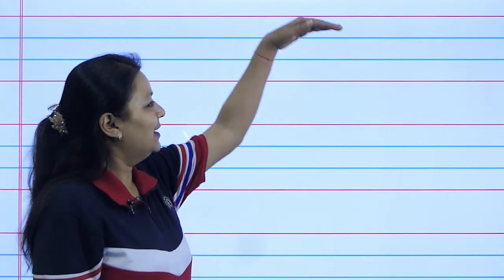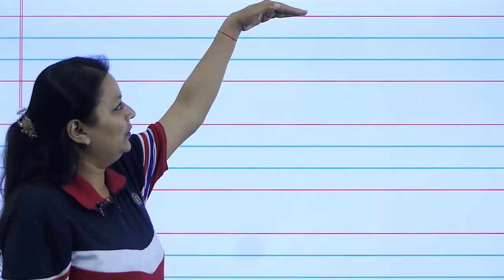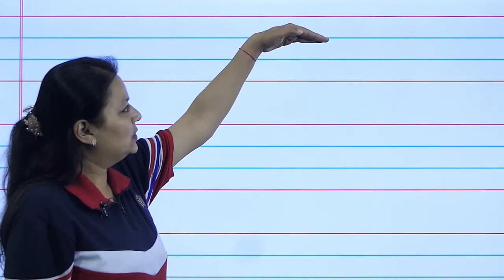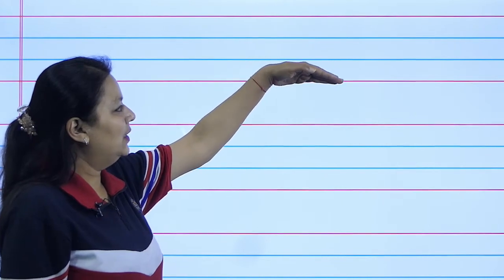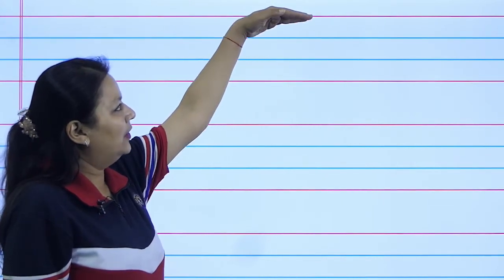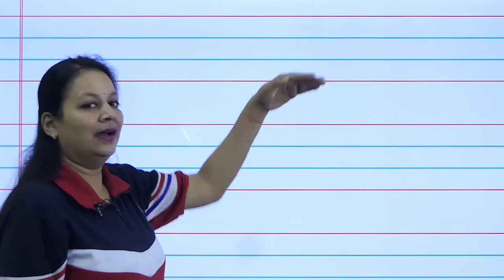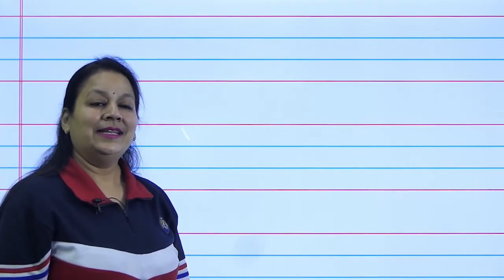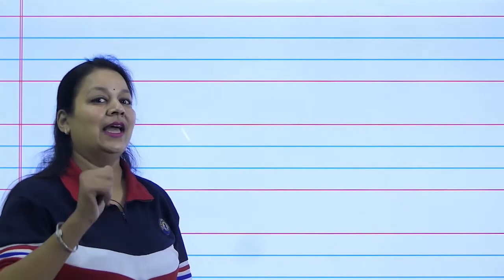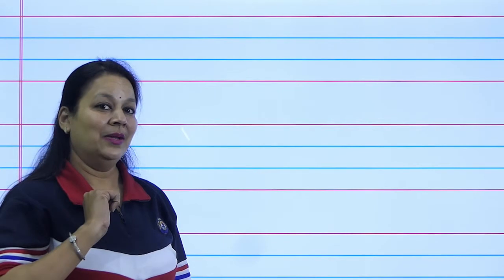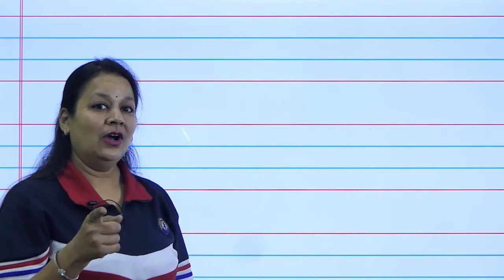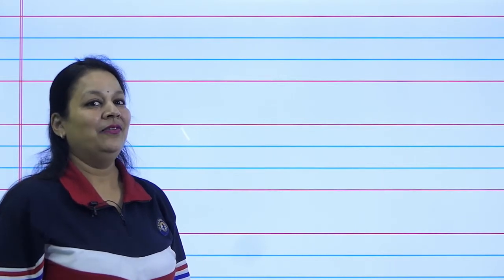How many lines are there in one set? Count with me. 1, 2, 3, 4. There are 4 lines in our English notebook. And do you know that each line has its own name like yours and mine? My name is Shilpa. What's your name? Right. Like that, lines also have names.